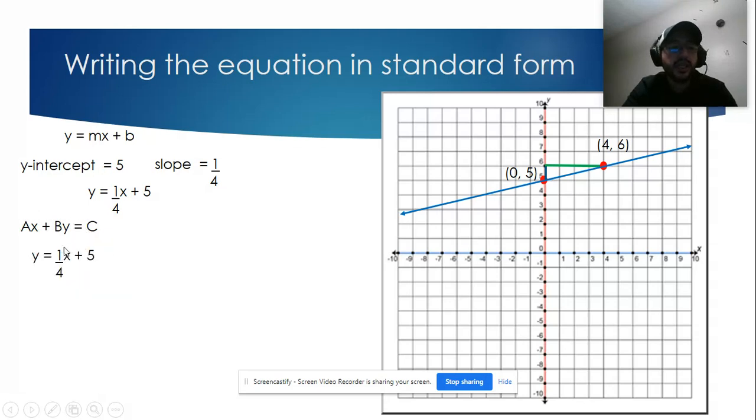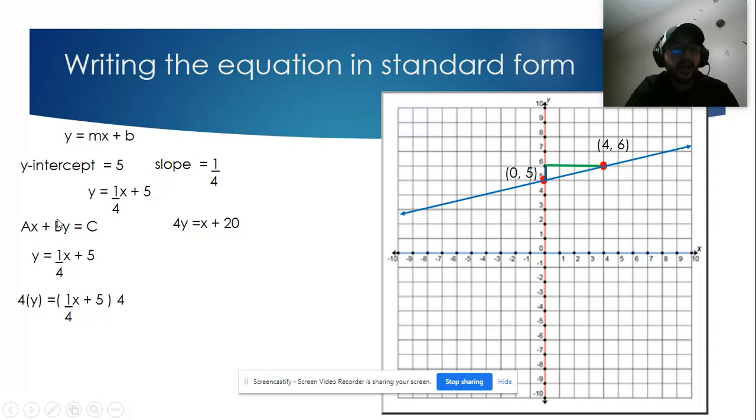We say a must be a positive whole number, so I need to make it a whole number first. This one is a fraction, so first I need to multiply everything by the denominator so I can remove the fraction. So I multiply everything by 4 in this case, so it will be 4 times y, 1/4 times 4, and 5 times 4. In this case I'm going to have 4y, 1/4 times 4 is 1, so it will be x, and 5 times 4 will be 20.